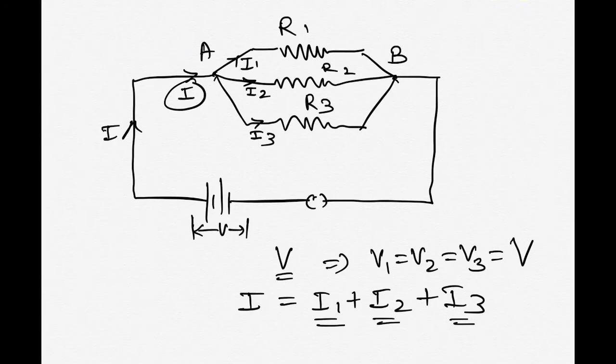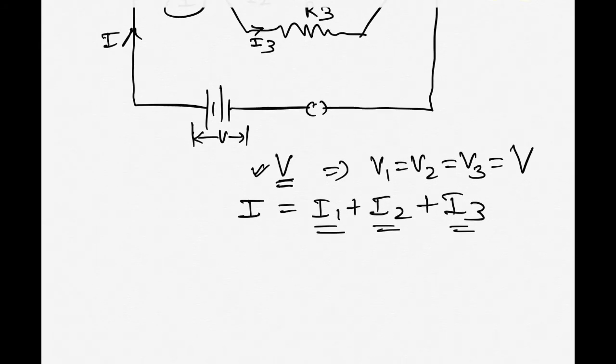A combination of resistors where you connect one end of each resistor at one place, like A, and the other end of each resistor at another point B, is known as resistors in parallel. In this case the potential difference across each resistor is the same, V, and if we take the individual currents I1, I2, I3, the total current in the circuit is the summation of these three currents.